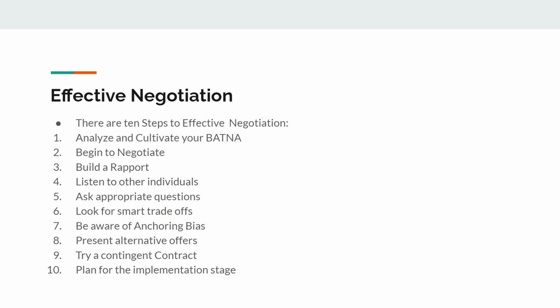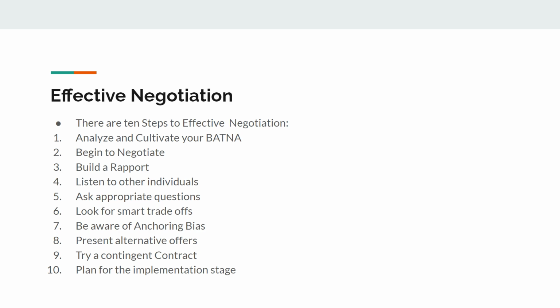Number 4, listen to other individuals. Listen carefully and take on board what other individuals in the negotiation are saying. Number 5, ask appropriate questions. This is an important step. You have to ask relevant and appropriate questions to gain as much information as possible from other members of the negotiation. Number 6, look for smart trade-offs.